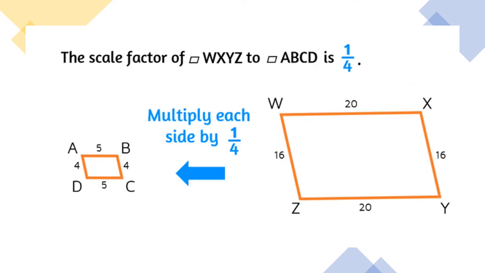All right, so let's look at these quadrilaterals. So we have quadrilateral WXYZ, and we are going to use a scale factor of 1/4 to create quadrilateral ABCD. If we're multiplying by a number less than 1, so if our scale factor is less than 1, a proper fraction, we are going to reduce the size of that image. So by multiplying each side length by 1/4, so 16 times 1/4 is 4, 20 times 1/4 is 5, I've created a dilation that is a reduction, and I've reduced the size of that quadrilateral. Again, they've kept the same shape, but they've changed size.